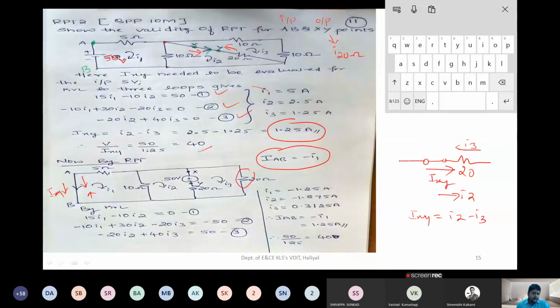So how to do that? Again, apply the KVL to the three loops. So we'll get three equations. So I hope now you are familiar with writing the equations. Next, what you get is we want I1 only. So I1, how much we are getting? Minus 1.25. What is IAB? Minus of I1. So that will be 1.25 amperes. So this result and this result both are same now. So hence we can say that for this given circuit, the reciprocity theorem is valid. Okay. So those statements you need to write.